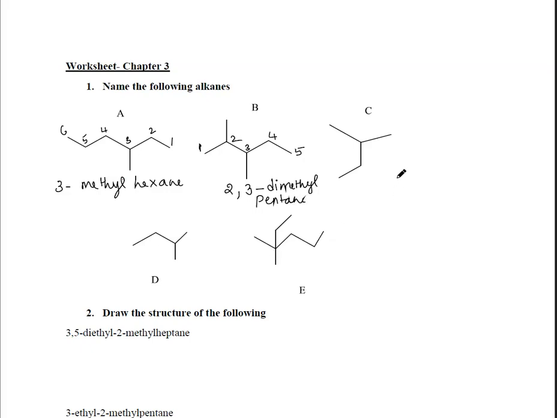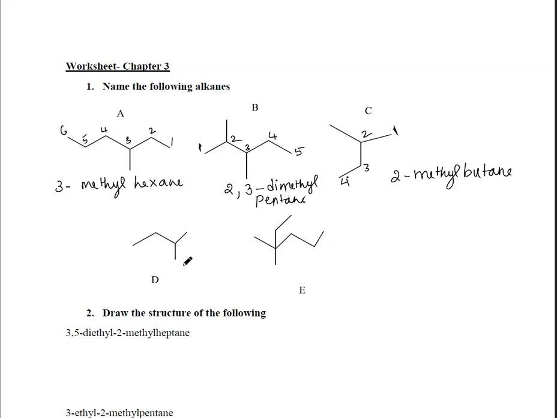Okay. This one, you can start numbering from this end, 1, 2, 3, and 4. At the second position, there is a methyl group, so it will be 2-methyl. Since it is a 4 carbon atom chain, it will be butane.